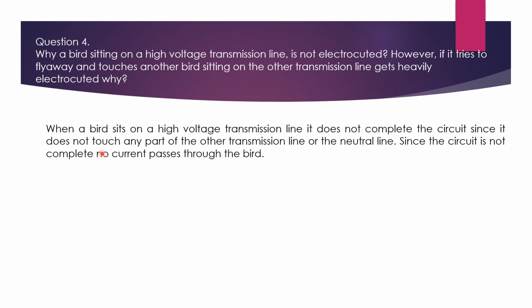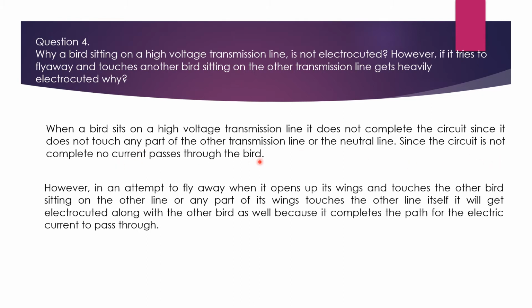The answer is, when a bird sits on a high voltage transmission line, it does not complete the circuit, since it does not touch any part of the other transmission line or the neutral line. Since the circuit is not complete, no current passes through the bird.